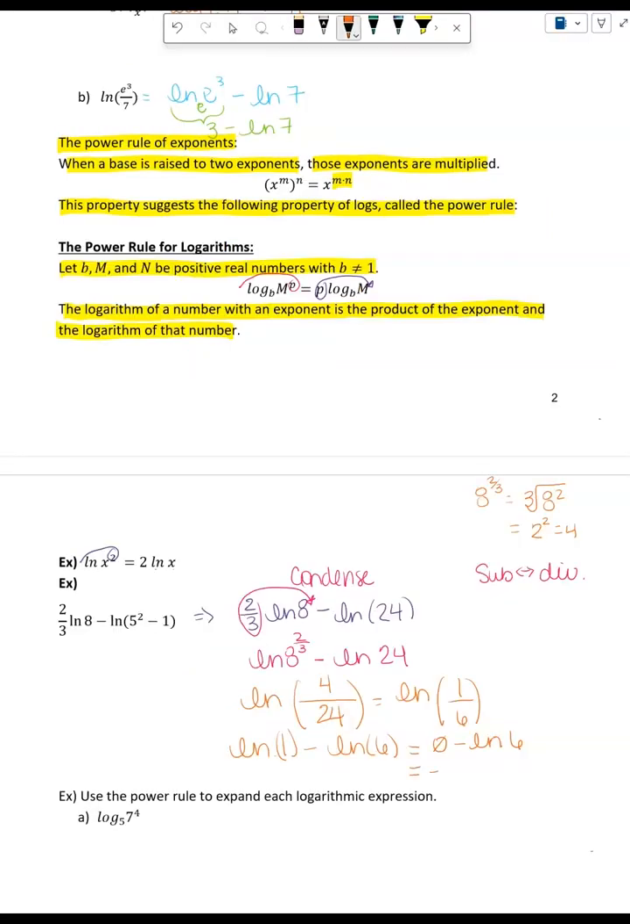And that's going to give us the negative ln of 6. Okay.